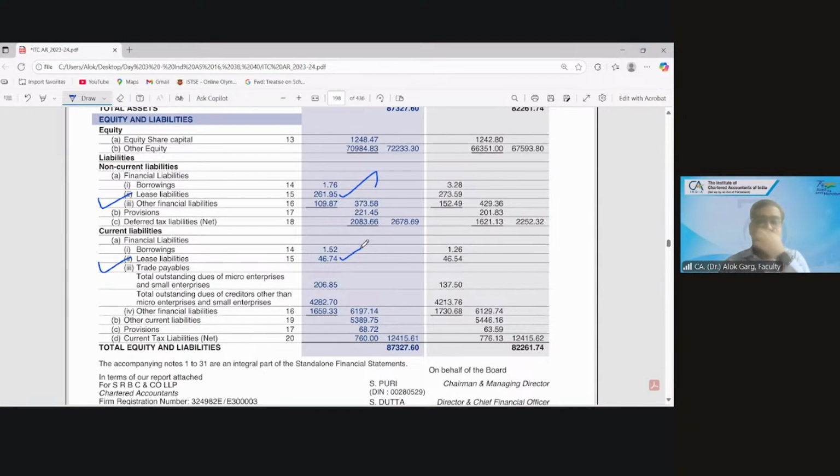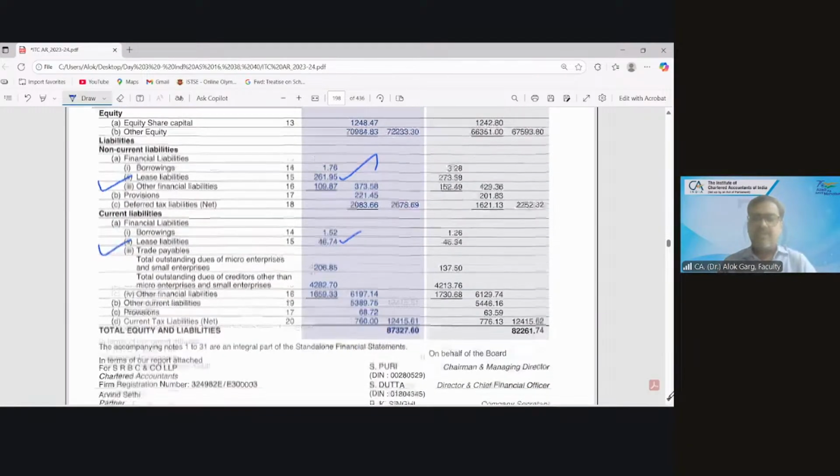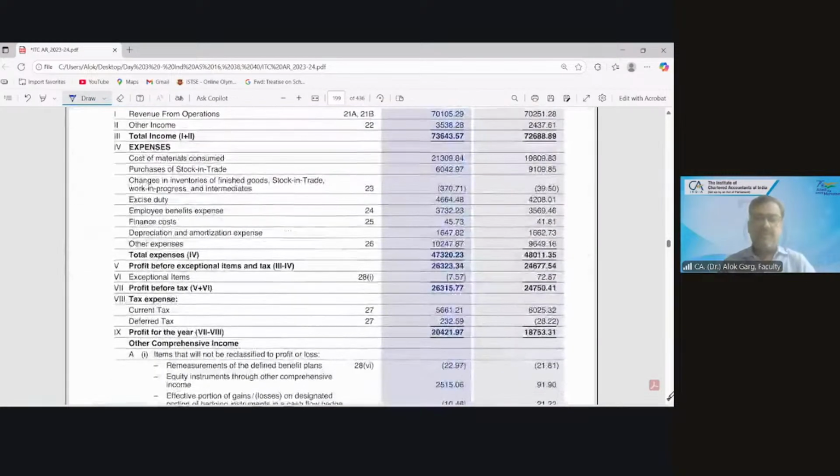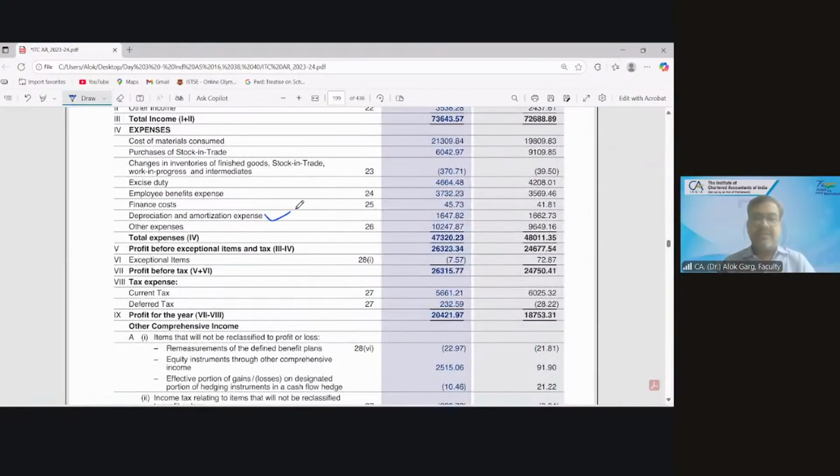As I told you, right of use asset is on a straight line basis. Lease liability is on a compounding basis. You have to add interest and you have to reduce lease payments. So there is a depreciation and there is a finance cost also. Depreciation on the ROU asset, finance cost on the lease liability.